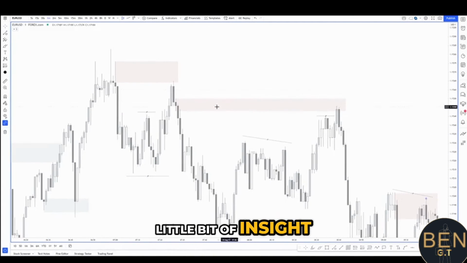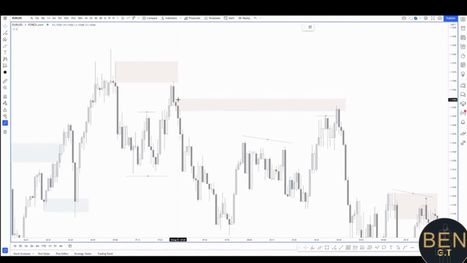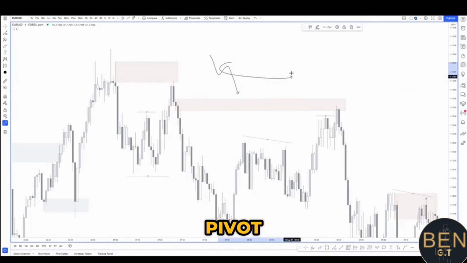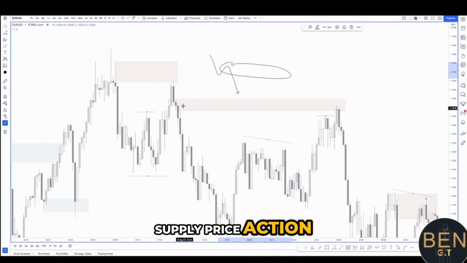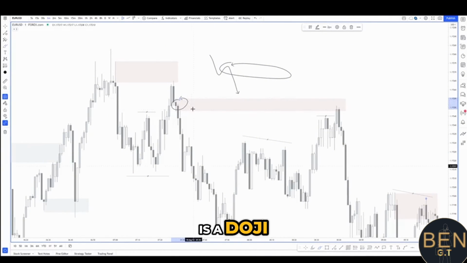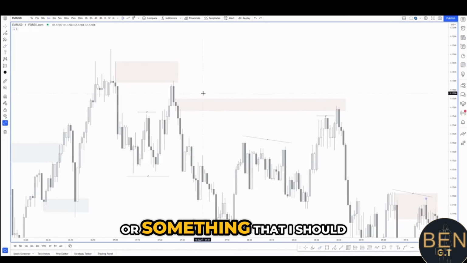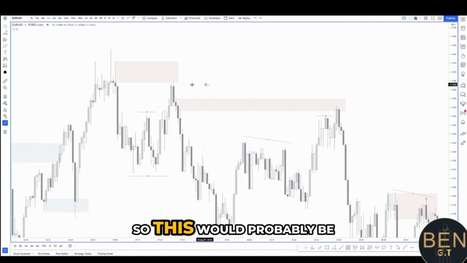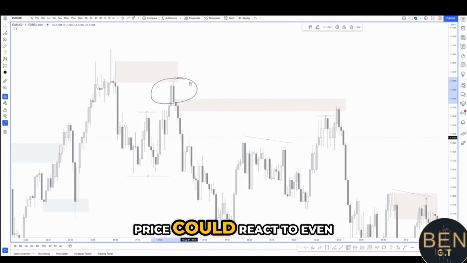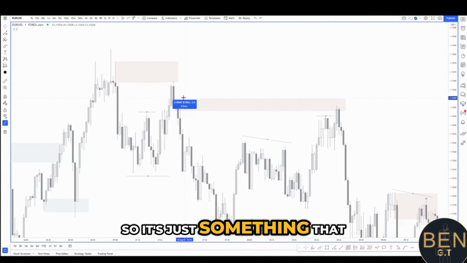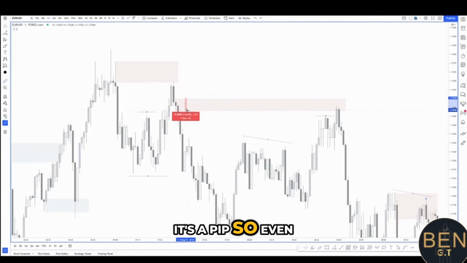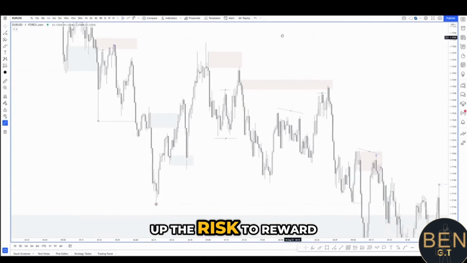But I'll give you a little bit of insight why I used this zone specifically, is because this is more of a doji. We also have that continuation pivot supply price action, but more specifically, because this is a doji, it gives me the insight that this is more of a range on a lower time frame, and that's something that I should be mindful of. So this would probably be a good spot, but I'm understanding that price could react to even this wick. So it's just something that I either cover the wick, it's a pip. So even if I have my entry down here, a 2 pip stop loss or larger is not going to be a big deal.